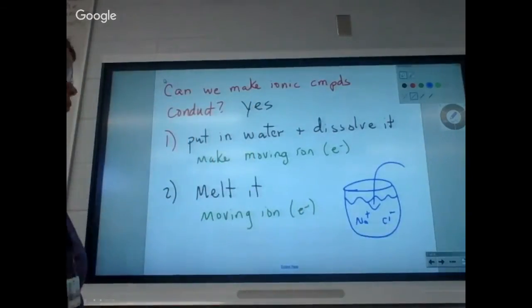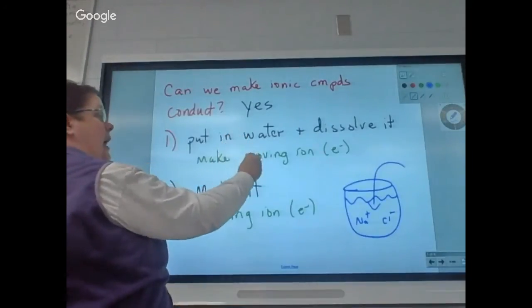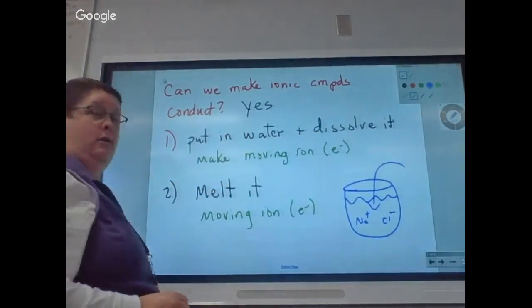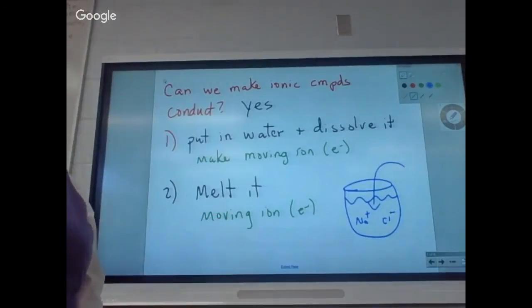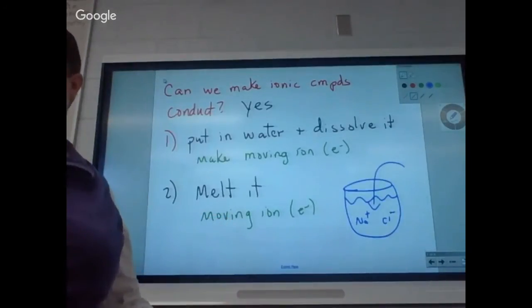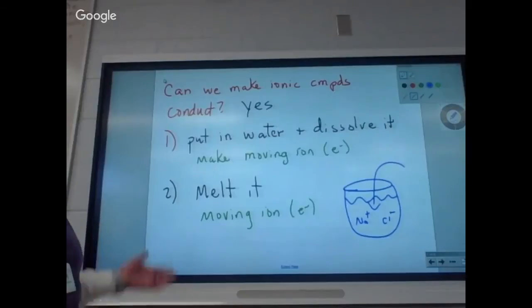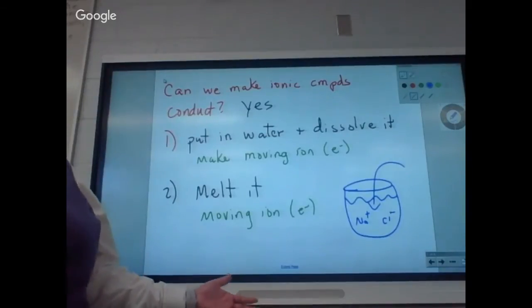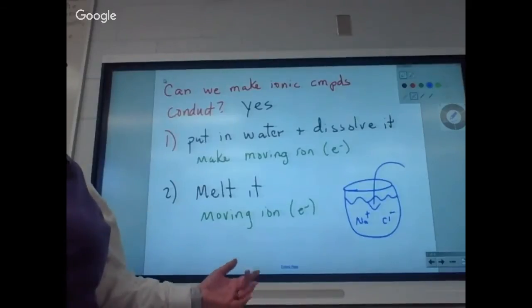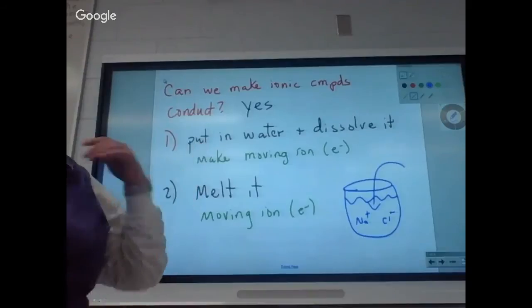Okay? So when you put an ionic compound in it and dissolve it, now you have those moving electrons. If you melt it, you have moving electrons. So you can make an ionic compound conduct. Either way, you can melt it or dissolve it. Now, I can't melt salt in here because its melting point is somewhere around 850 degrees Celsius, and I don't have anything that'll get that hot.